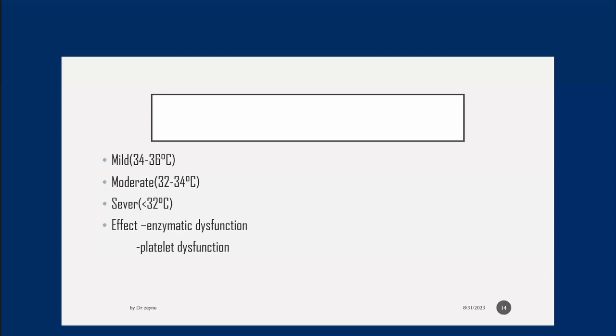This grading has great importance, particularly for predicting the severity of the coagulopathy. For example, whenever the patient has a temperature of less than 30 degrees centigrade, the primary hemostatic function of the platelet will be lost. Platelet dysfunction will happen, enzymatic dysfunction will happen. For that matter, it goes into the vicious cycle of bleeding.